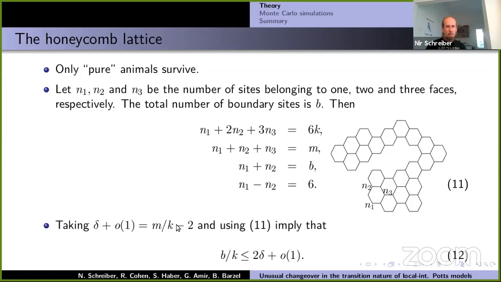Sorry, this equation measures the deviation from simplicity, say, in the hexagonal lattice, and this is the asymptotic number of sites per face, the minimal asymptotic number of sites per face in the hexagonal lattice. And if you solve this equation for B over K, you wind up with this relation.